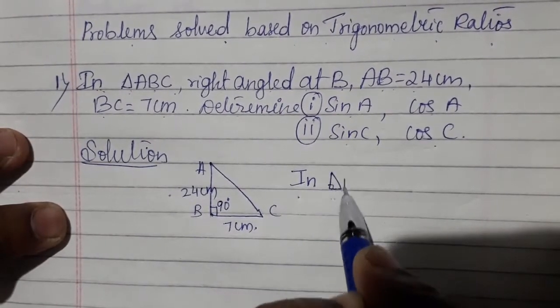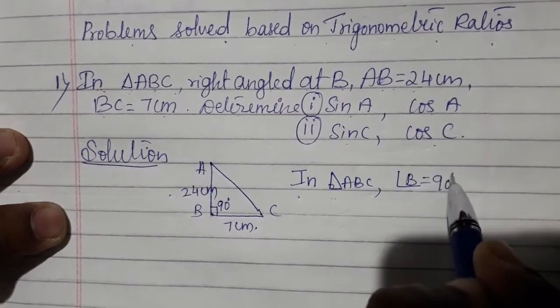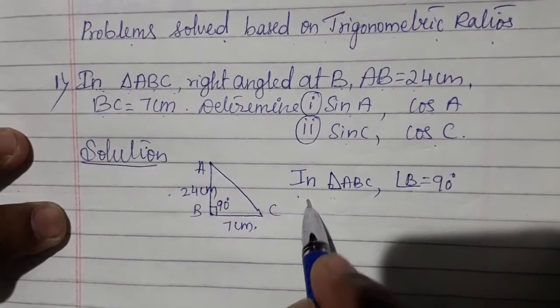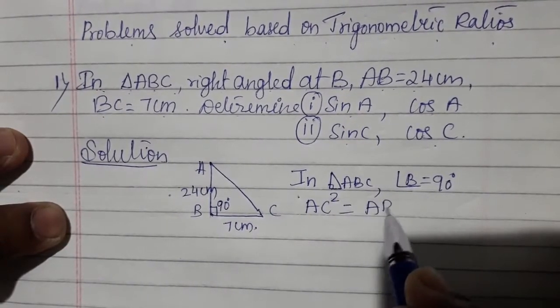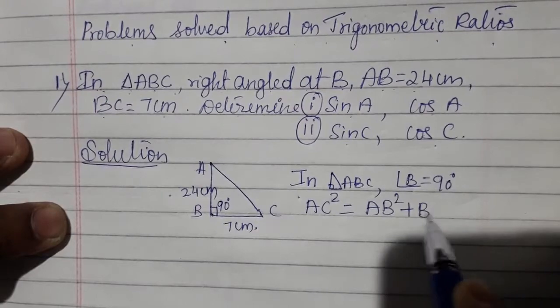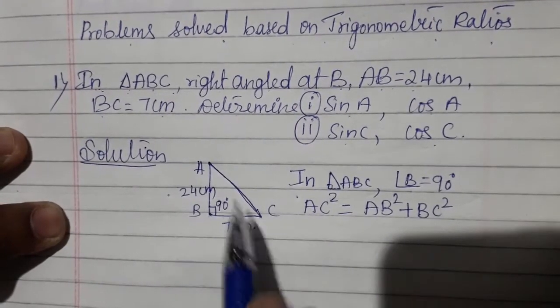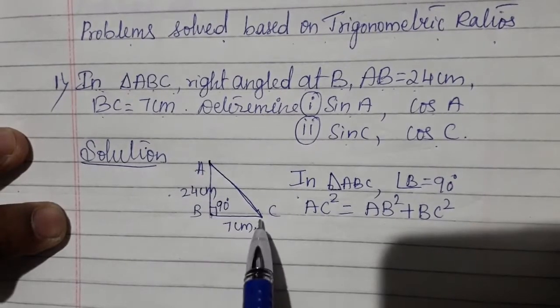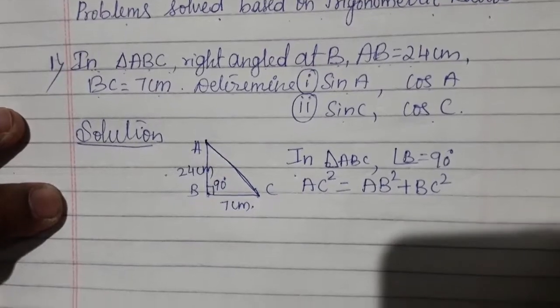In triangle ABC, angle B is equal to 90 degrees. According to Pythagoras theorem, AC square is equal to AB square plus BC square. The square on the hypotenuse is equal to the sum of the squares on the remaining two sides of the triangle containing the right angle.